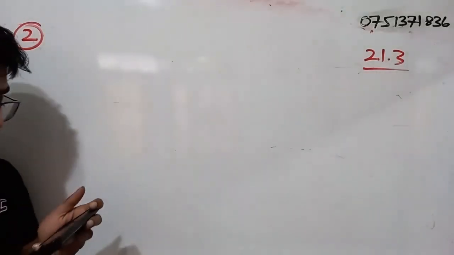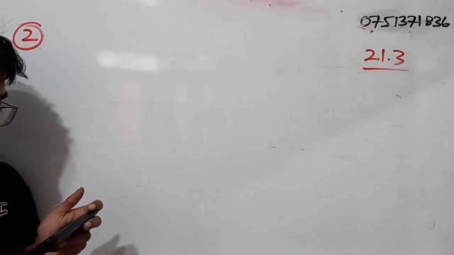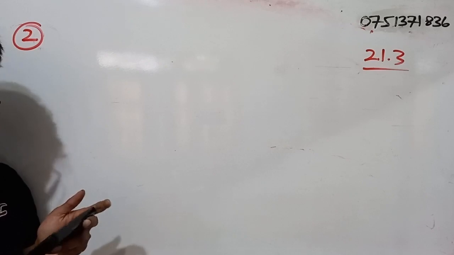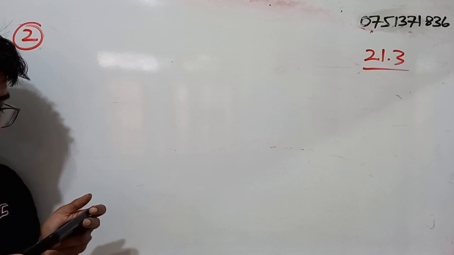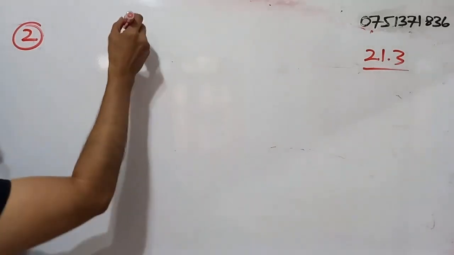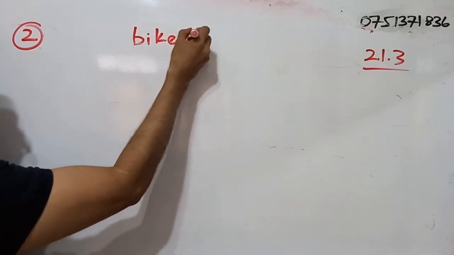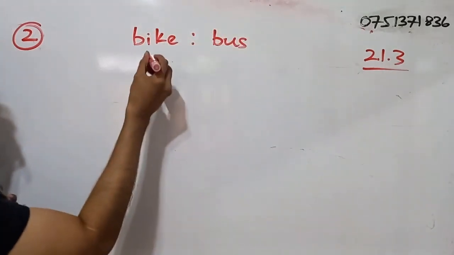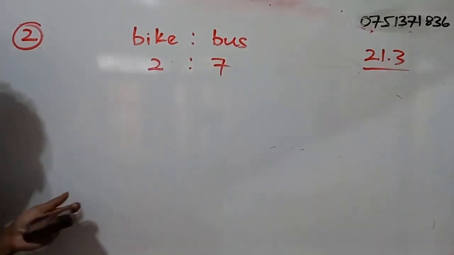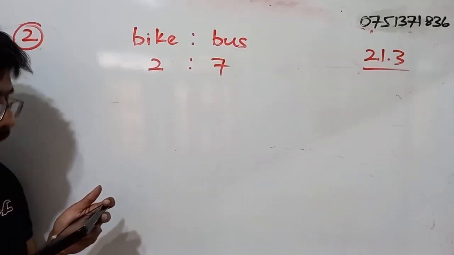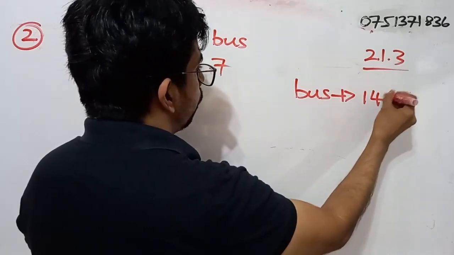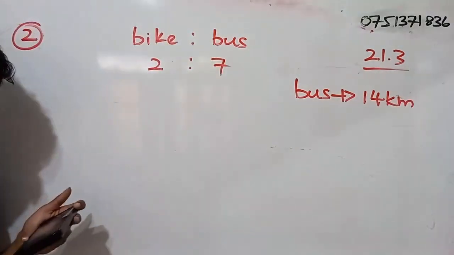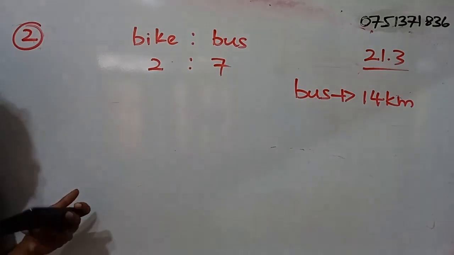Question number 2. Sirimal rides a bike from his house to the bus halt and then takes a bus when he travels to school. The ratio of the distance he travels by bike to the distance he travels by bus is 2 to 7. So we will first write it down. Bike to bus, the ratio is 2 to 7. If the distance he travels by bus is 14 kilometers, what is the distance to the school from his house?